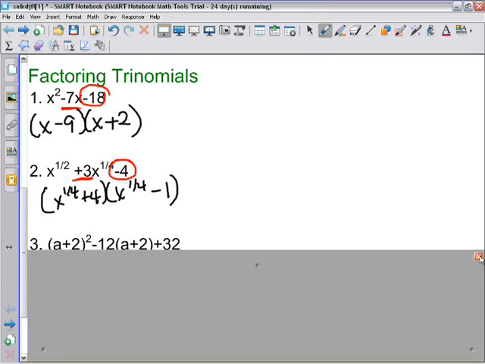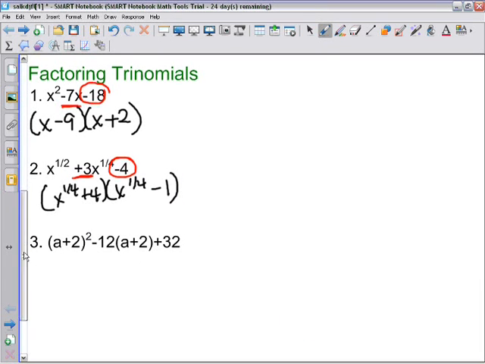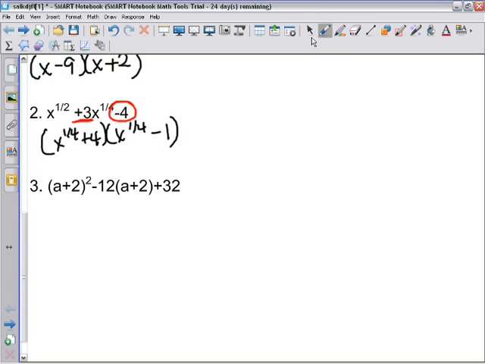Let's look at the final example. The quantity a plus 2 squared minus 12 times a plus 2 plus 32. It looks complicated at first, but if you sub in a plus 2 as x, you look at the equation as x squared minus 12x plus 32. When you factor this problem, you get x minus 8 times the quantity x minus 4.